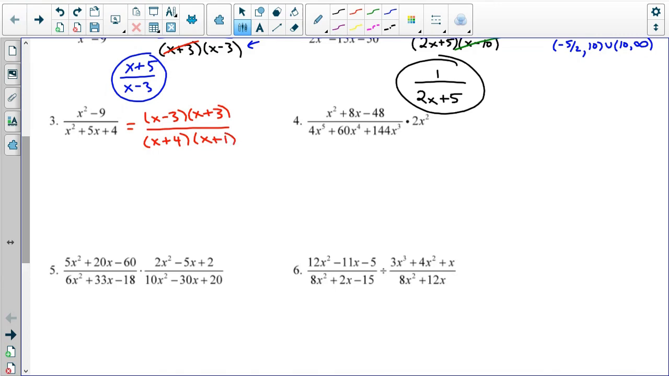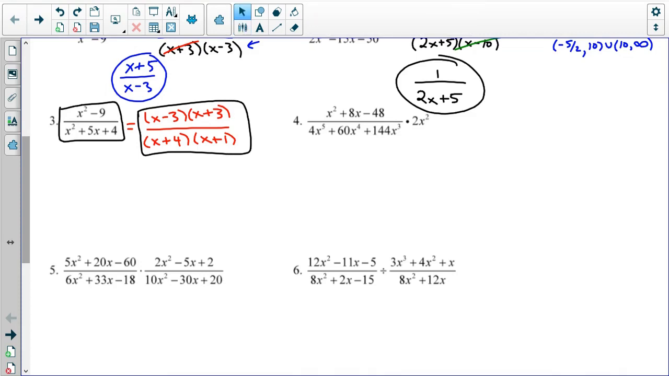I said most of the time things cancel, but I wanted to make sure that there was a problem where you understood that not every time everything canceled. In problem 3, you could write the answer either way. You could write it in its factored form. You could write it in its non-factored form. It doesn't really matter. Number 3, that is our final answer. Nothing cancels off. Number 4, I'm going to factor the numerator.